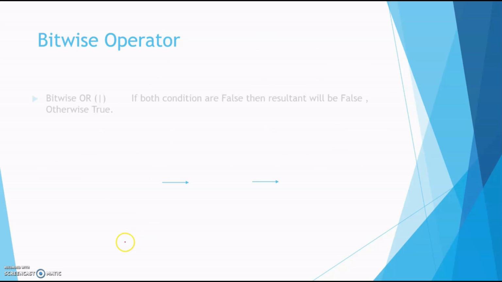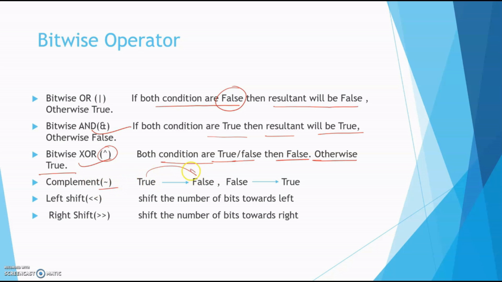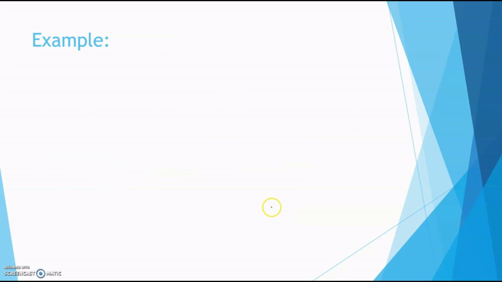Okay, now come to the next, the bitwise operators. These are the bitwise operators, bitwise OR: if both conditions are false, the result will be false. If both conditions are true, the result will be true in bitwise AND. Bitwise XOR operator, that is the XOR symbol: if both conditions are the same, either true or false, then false; otherwise, in every other situation it gives true. Complement: true becomes false, false becomes true. Left shift moves the bits towards the left side, and right shift moves the bits towards the right side. We will see one by one.